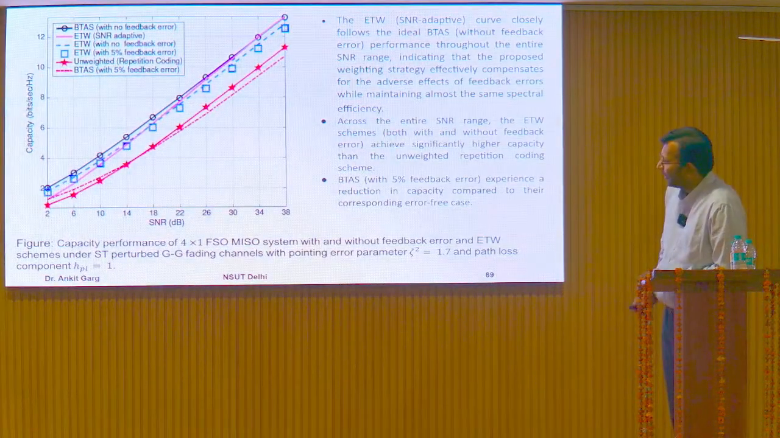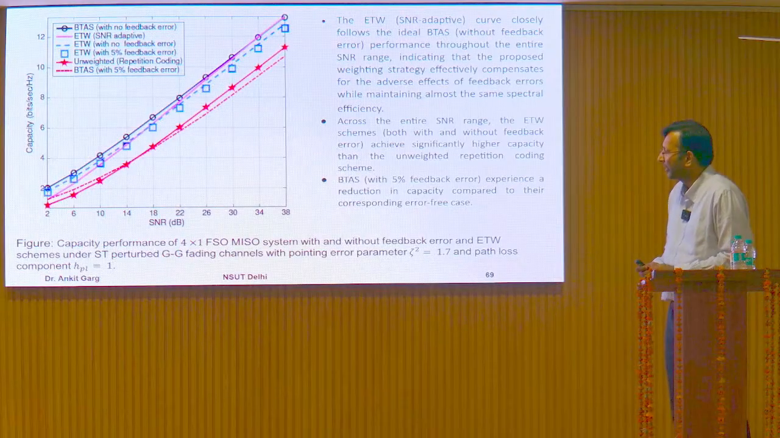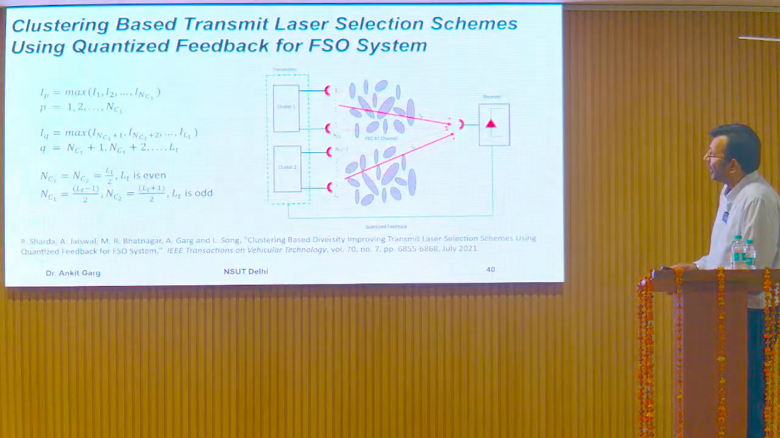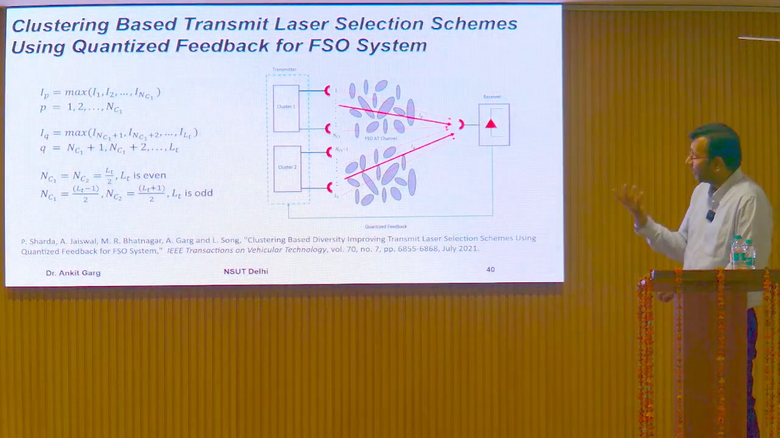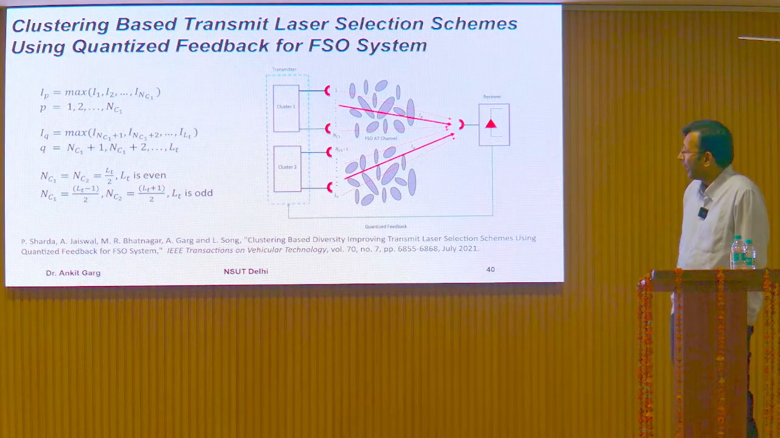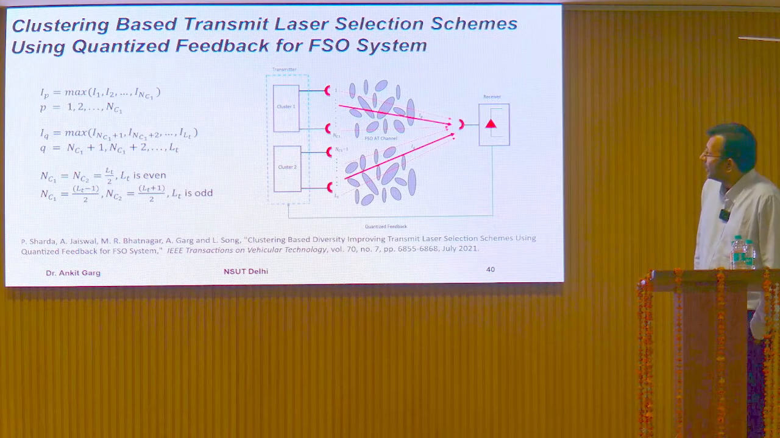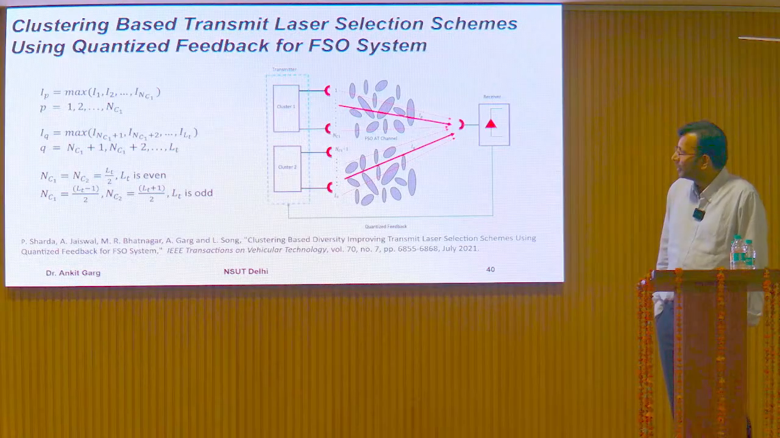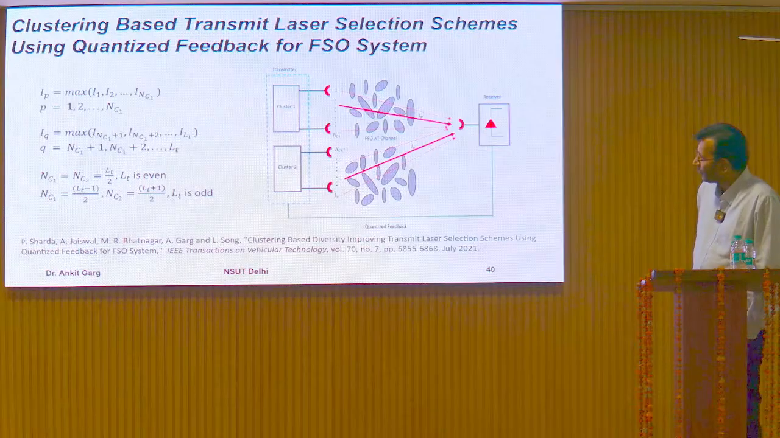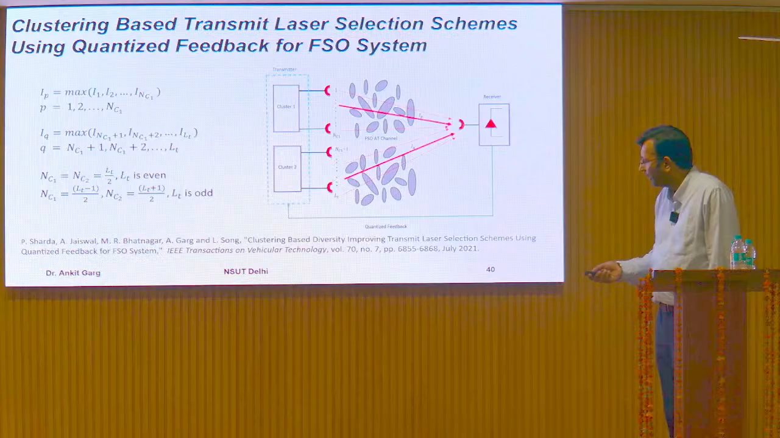Here we have also evaluated the capacity as well, and we found the same pattern in the capacity, right? Okay. So we extended this work for the cluster, which we have already explained for the RF communication. We divided the total number of lasers into two clusters and selected the best laser transmit from each cluster, right? It's quite generalized. It has been published in the transactions TVT.